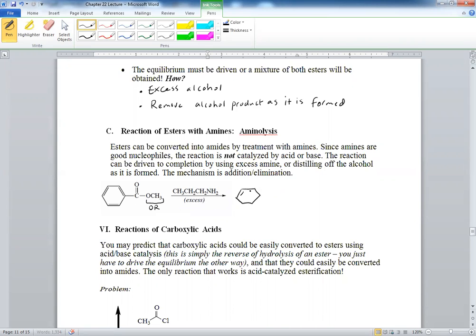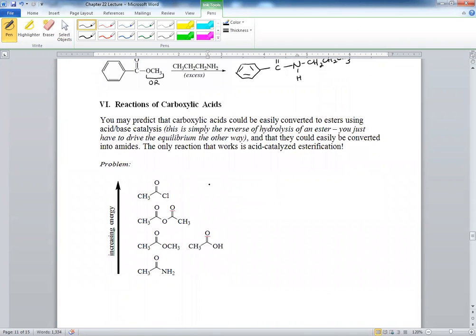But once again, you need excess amine. Again, you need an excess here because you're going to need to deprotonate one of the H's on the nitrogen atom.